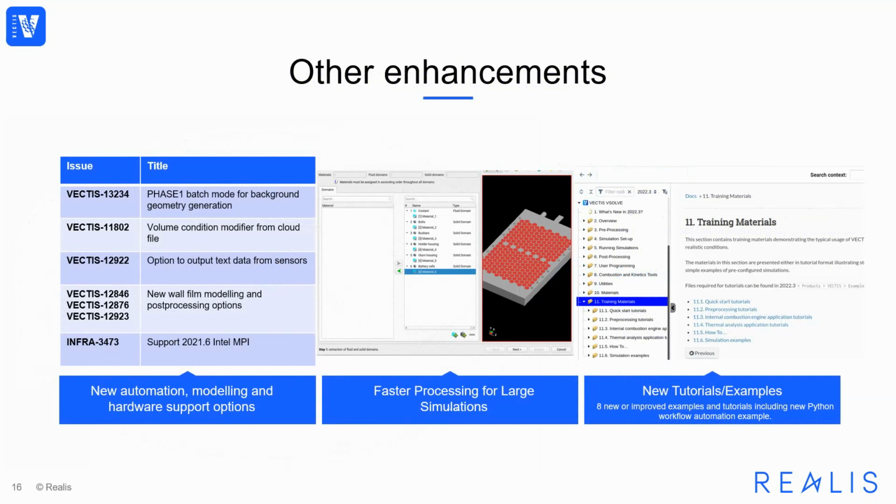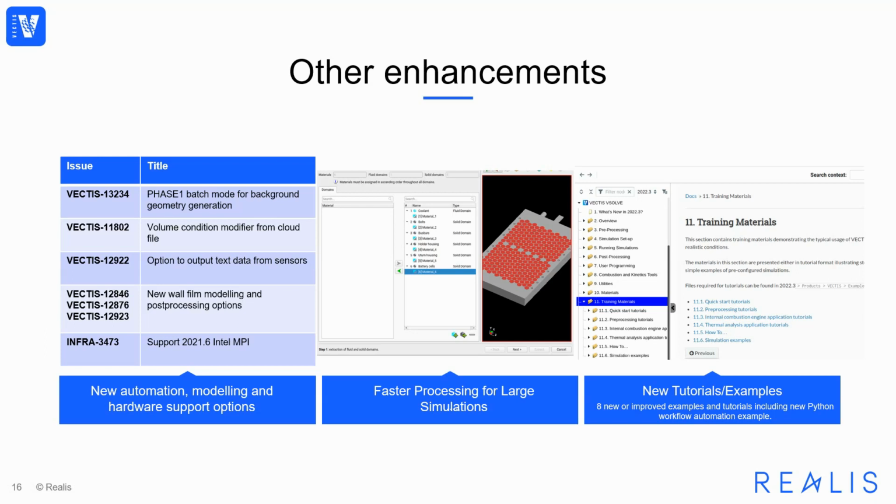Other notable features in the area of automation modeling and hardware support in this release are designed to help our customers transfer and enhance their existing VECTIS workflows and take full advantage of the new solver technology. Phase 1 batch mode for background geometry generation allows users to transfer their scripted workflows to VECTIS vSolve easily. The volume condition modifier from Cloud File enables the initialization of part of the simulation domain for easy restart of VECTIS vSolve simulation from legacy VECTIS or Phase 5 results.